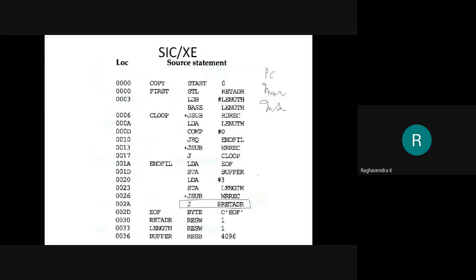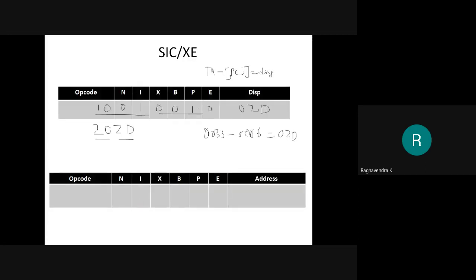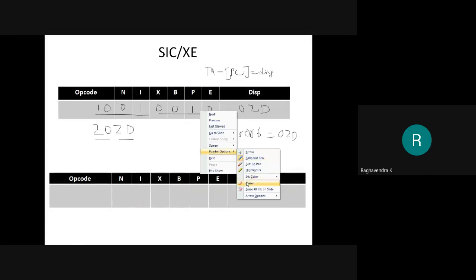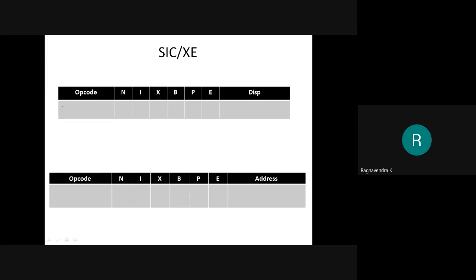Okay, so let us try to assemble that instruction now. So J is 3C and return address. What is the value of return address? Return address is 0030. Okay, 3C. So 0011. C is, I believe, 1100. So I need to write 1100, but because I know that I'm using indirect addressing mode, I'll set N to 1.